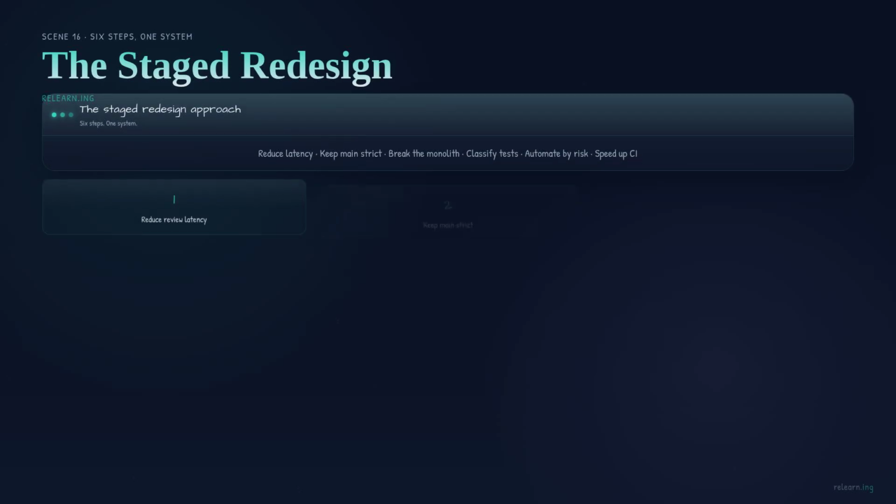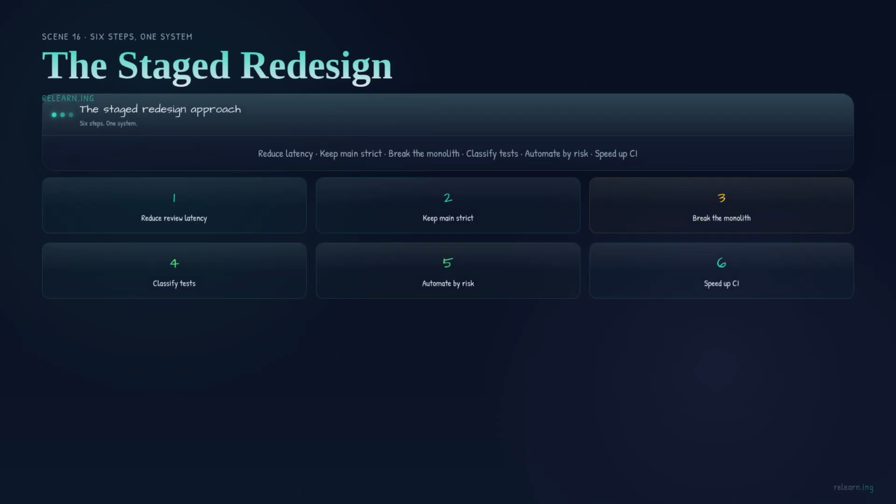If I were redesigning this deliberately: reduce review latency, keep stronger governance on main, break the page monolith apart, classify the manual test inventory, automate by risk, not by count, and make CI fast enough to support it all.